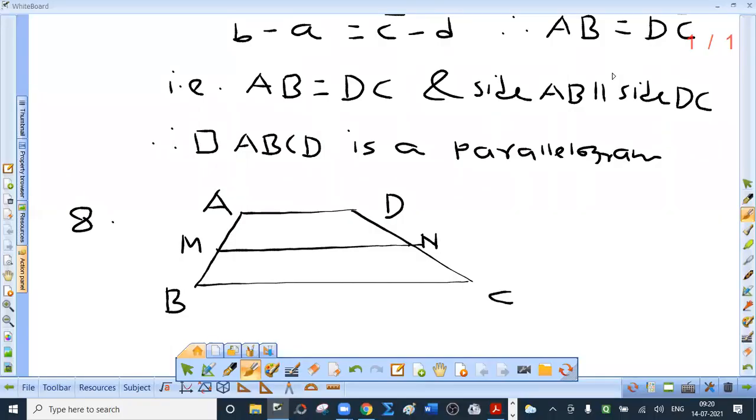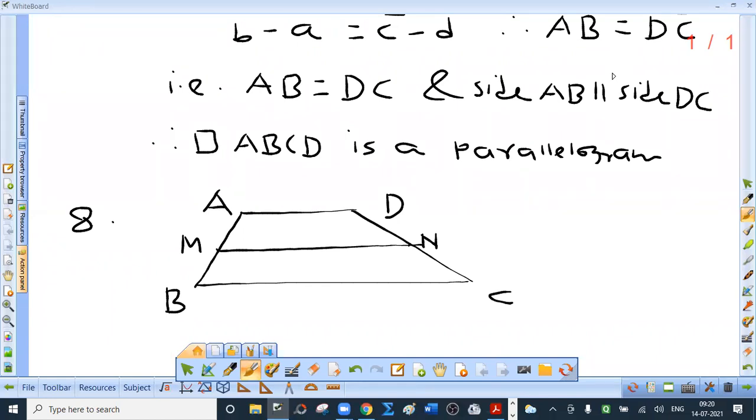Question 8. Again, this is an important one. Prove that the median of a trapezium is parallel to the parallel sides of the trapezium and its length is half of the sum of the lengths of parallel sides. Okay. I hope you have drawn the rough sketch. Write down.